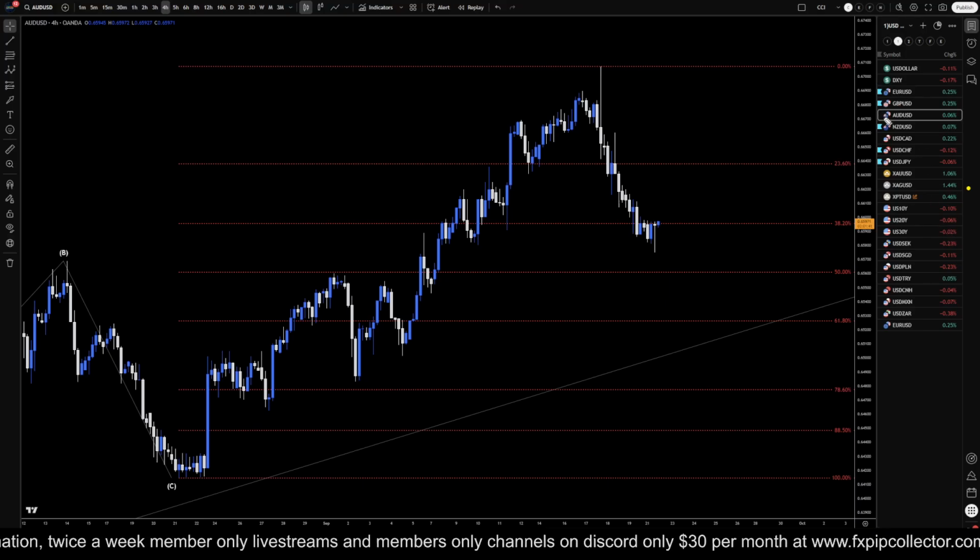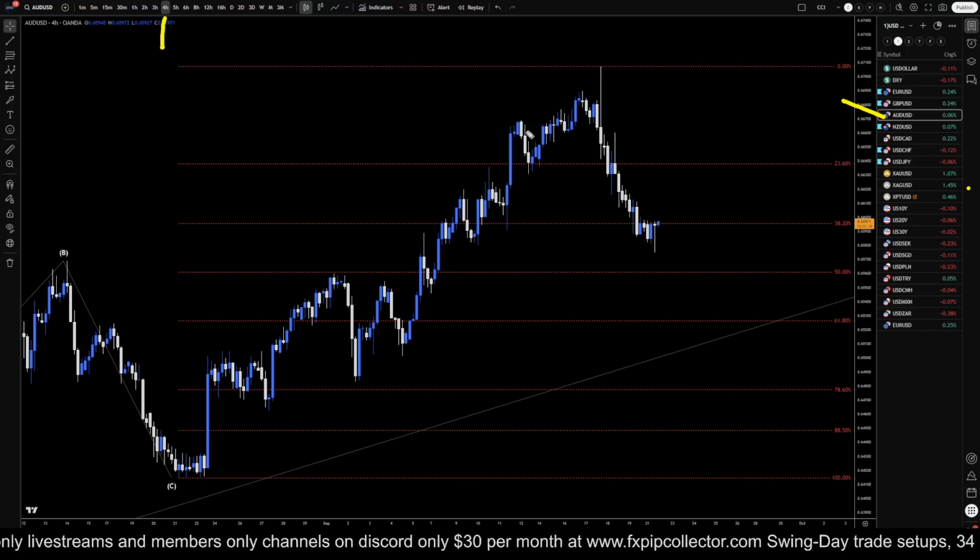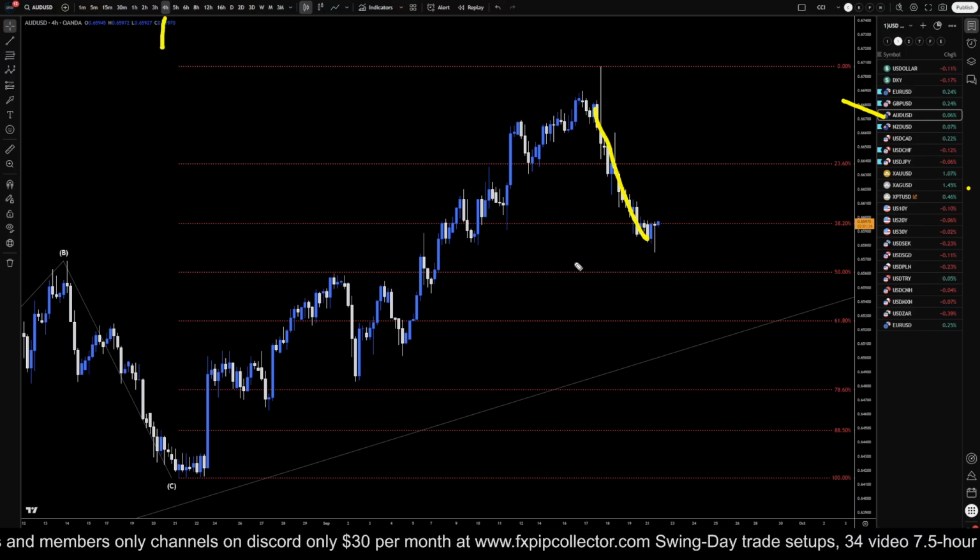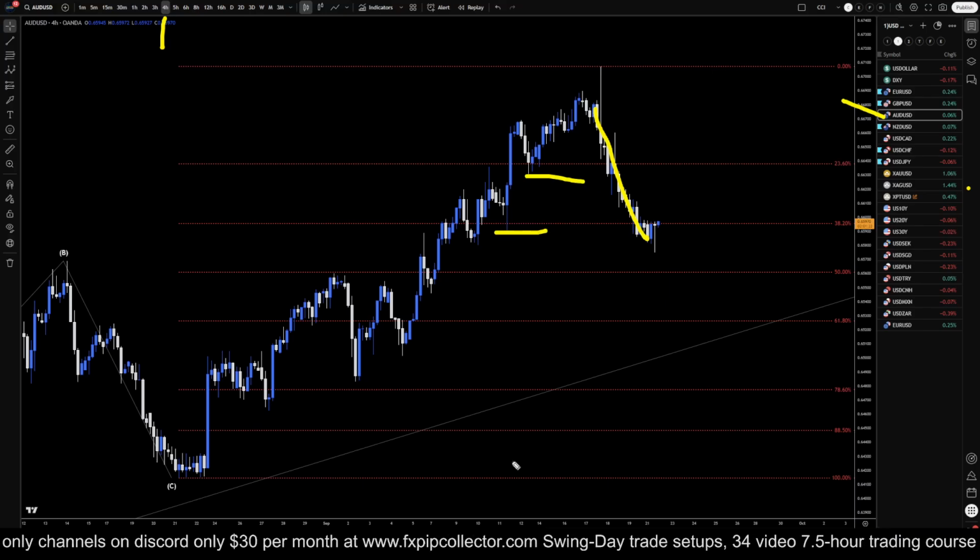This is my analysis for the Aussie US dollar, and we're starting off on the 4-hour time frame. So the Aussie dollar made a very nice move down last week. We definitely got a couple pretty nice breaks of structure.